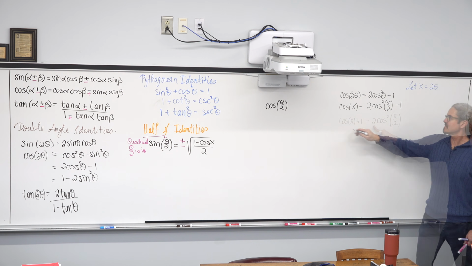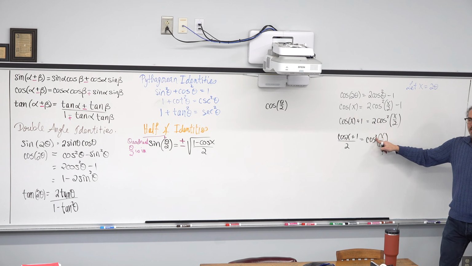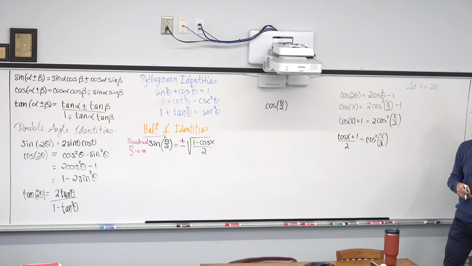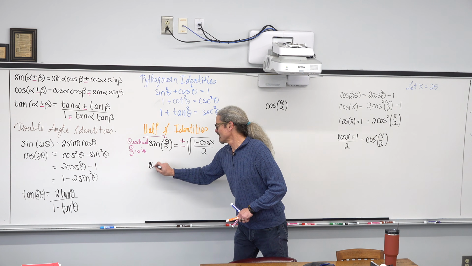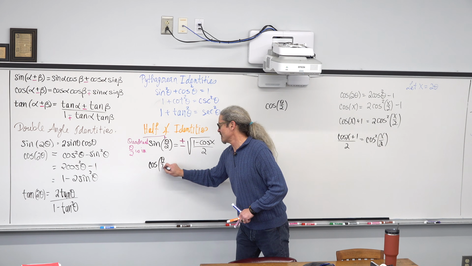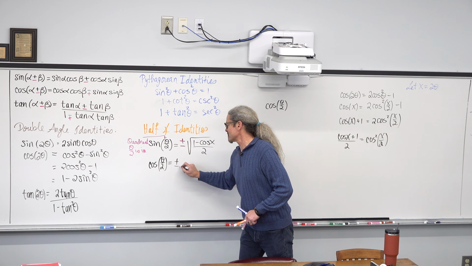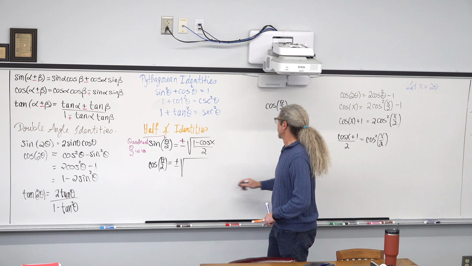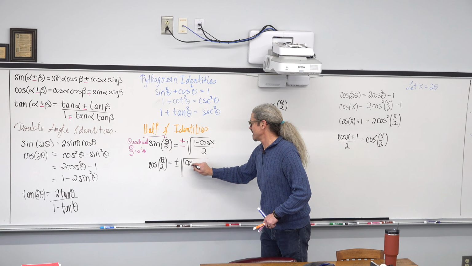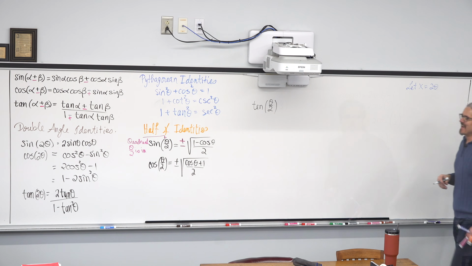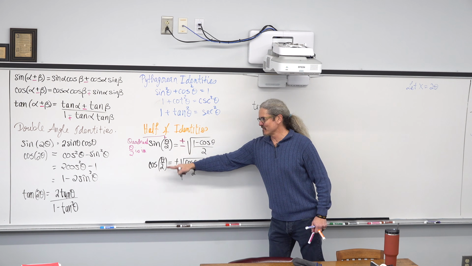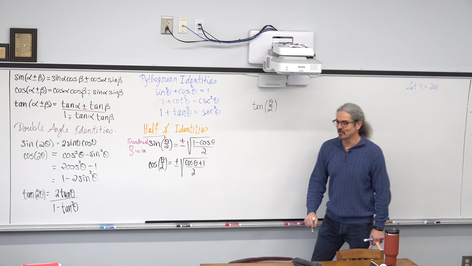Add 1 to both sides, divide by 2. And how do we get rid of the power of 2? Square root. So we have the cosine of theta over 2 is plus or minus the square root of (cosine of x plus 1) over 2. Now that we have the sine of theta over 2 and the cosine of theta over 2, what would be the tangent of theta over 2?